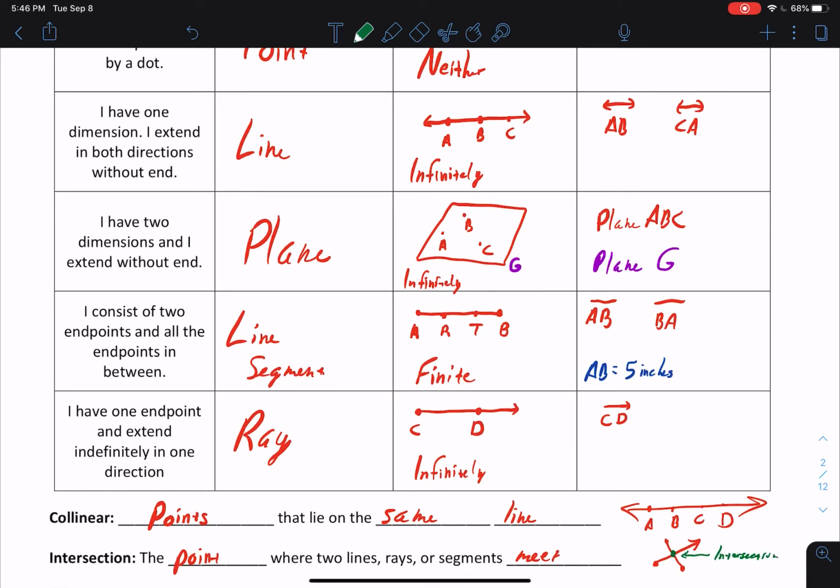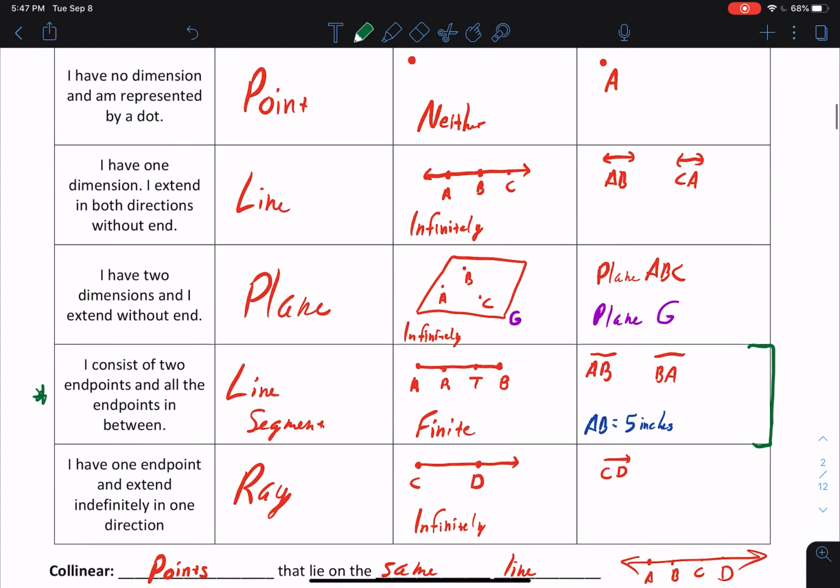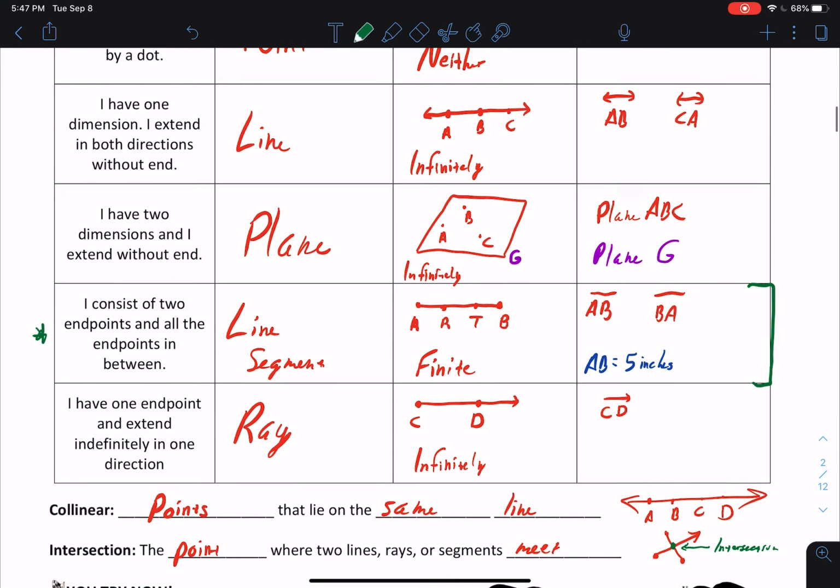All right. Hopefully words you have seen before, have some familiarity with. We'll be dealing with line segments a whole lot, so that's an important one, especially this box right here, knowing the difference on how to name it and how to say how long it is. Okay? So there is the first set of vocab words.